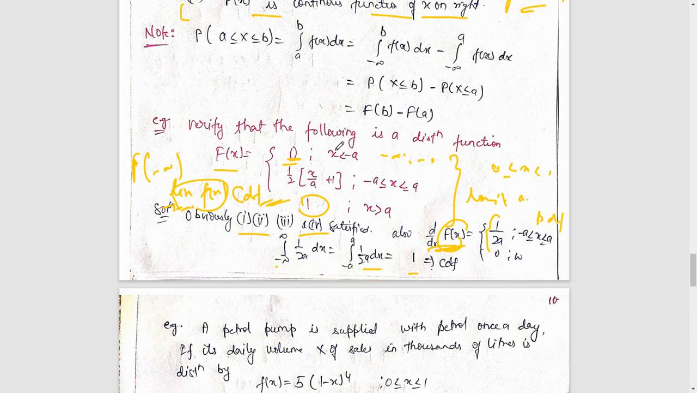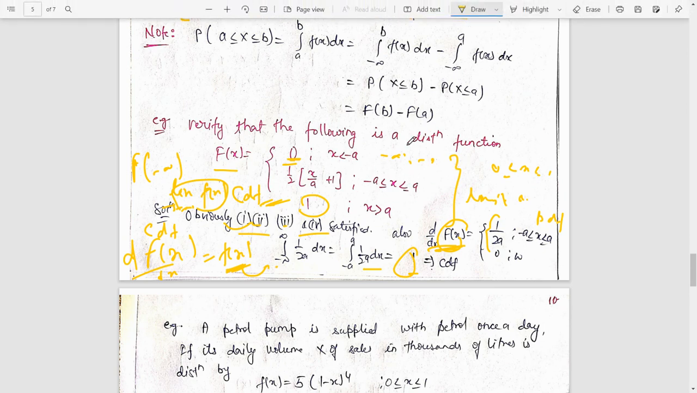Simple thing: just check all the conditions, and differentiate this particular part to get the PDF, and just need to check if this is a PDF or not. To check this, just integrate from minus infinity to infinity, and you will get the value of 1. So this is the PDF, and the rest of the conditions are also satisfied, so this would be the CDF. Questions can be more or less like this: prove that this particular thing is a CDF or not. So this is the way you need to proceed.